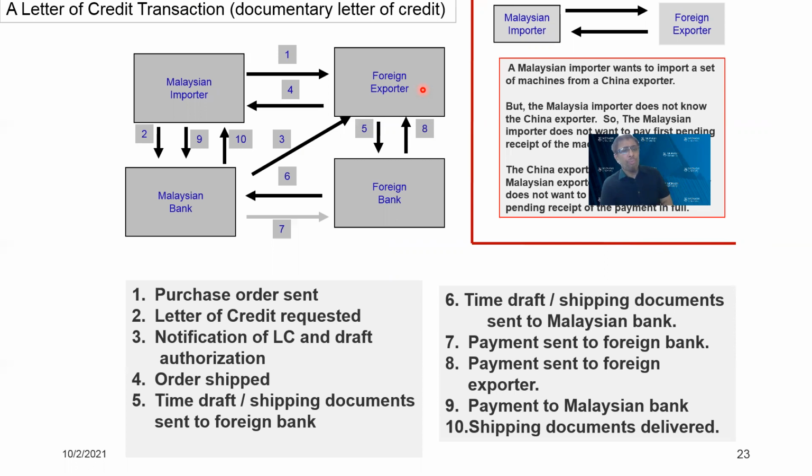So you will go to your bank, assuming you are a Maybank customer. You will ask your Maybank to open an LC. This LC will go to some type of German bank. The German bank is actually the bank of the exporter. So they will inform the exporter that the LC is open.